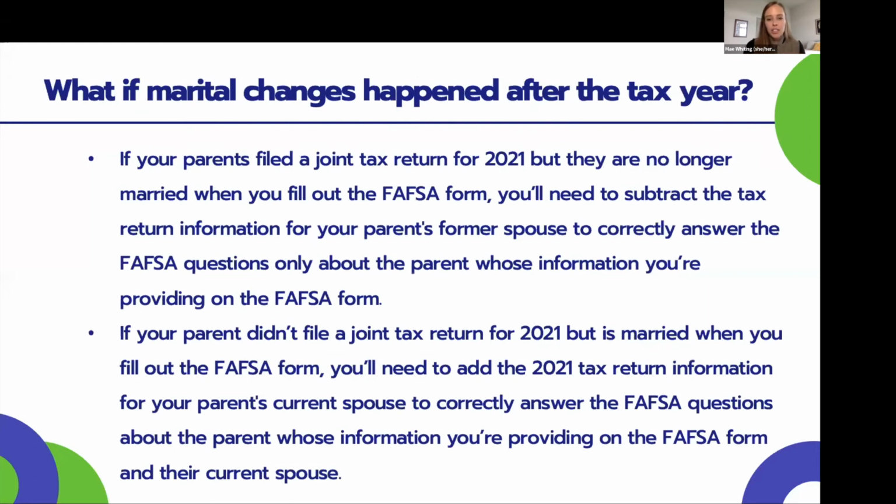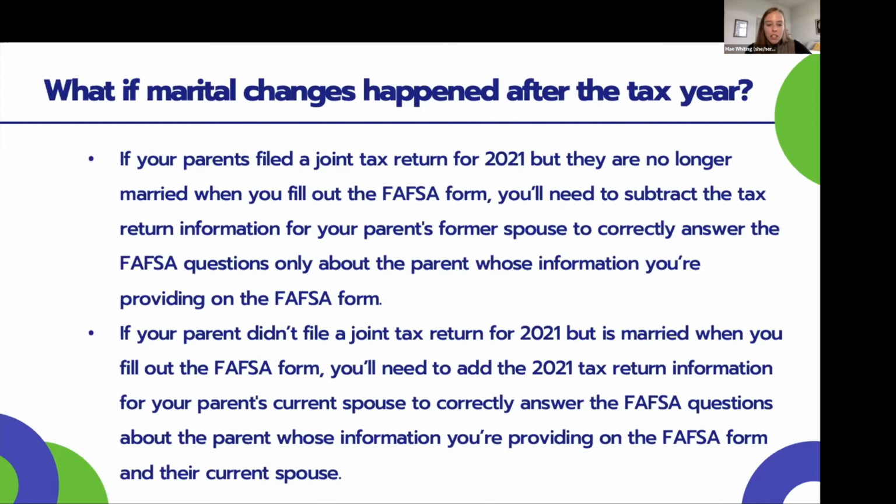Now, a few tricky situations when it comes to the marital status of the parents and their financial information. What if the marital status changes after the family has already filed taxes? Definitely something that you might encounter. Since the 2023-24 FAFSA is referencing 2021 taxes, say that the parent got either married or divorced in 2022. In that case, their marital status might not reflect what their filing status was on their 2021 taxes. So two different scenarios that you could foresee.